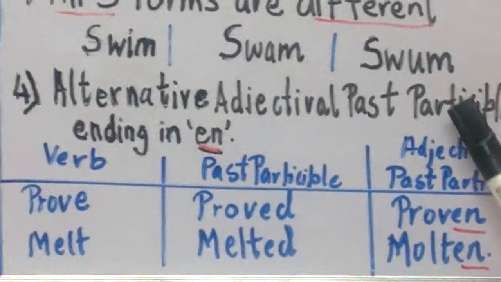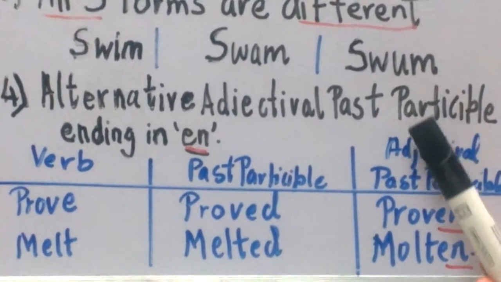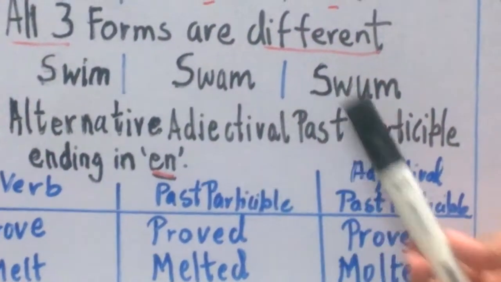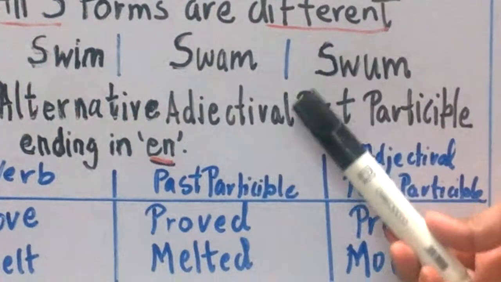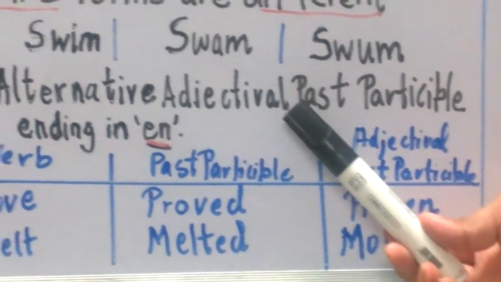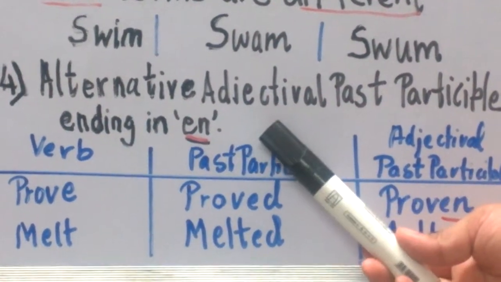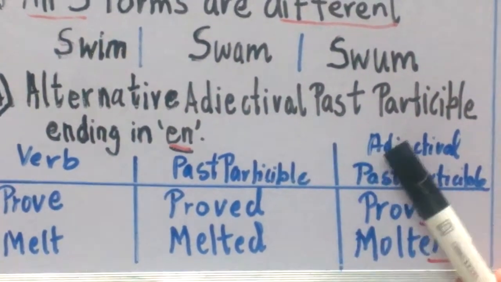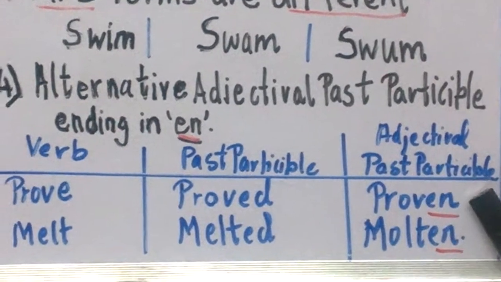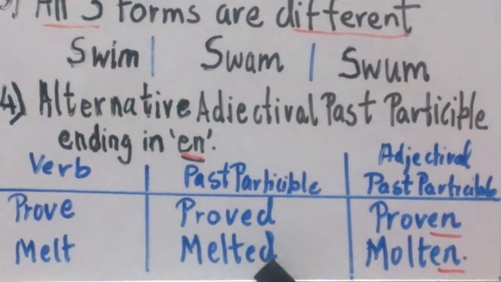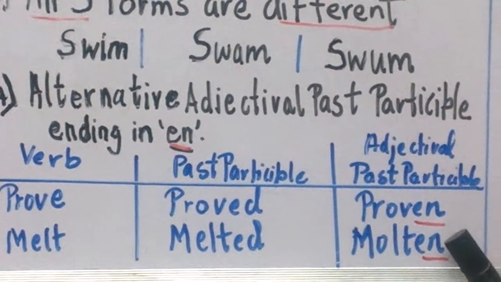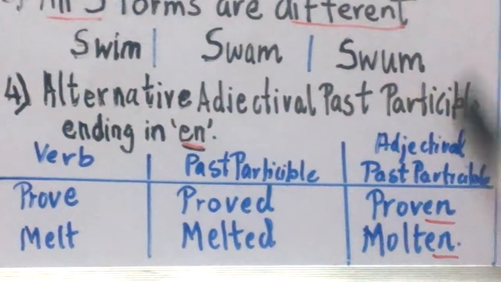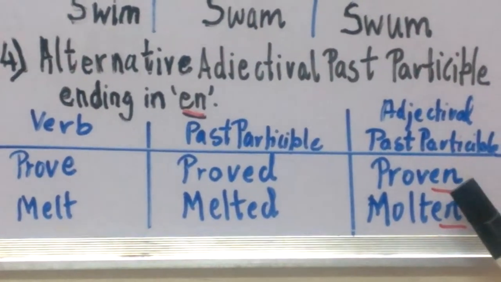Now there is an optional one. This is just for your knowledge that some verbs are used alternatively in past participle form, which are in adjective form ending in en. For example, we have the verb prove, past participle proved, and here the adjective past participle becomes proven. Melt, melted, and molten. Other verbs are sunken, drunken, and words ending in en are also irregular verbs.